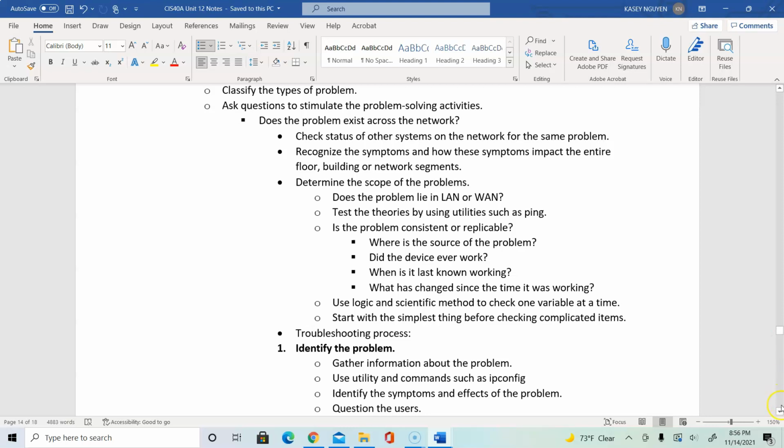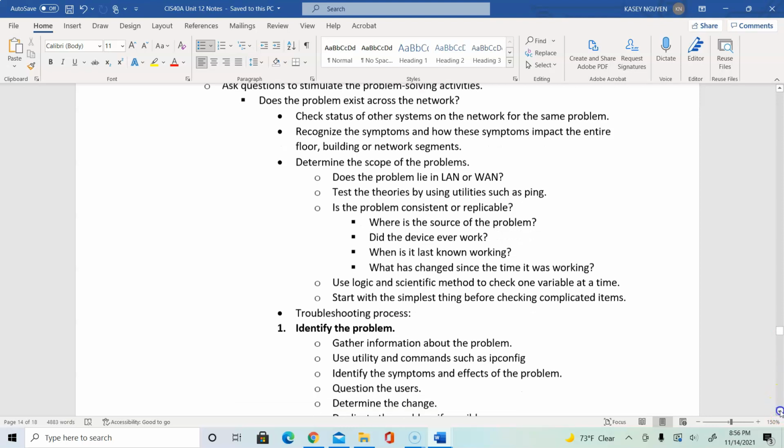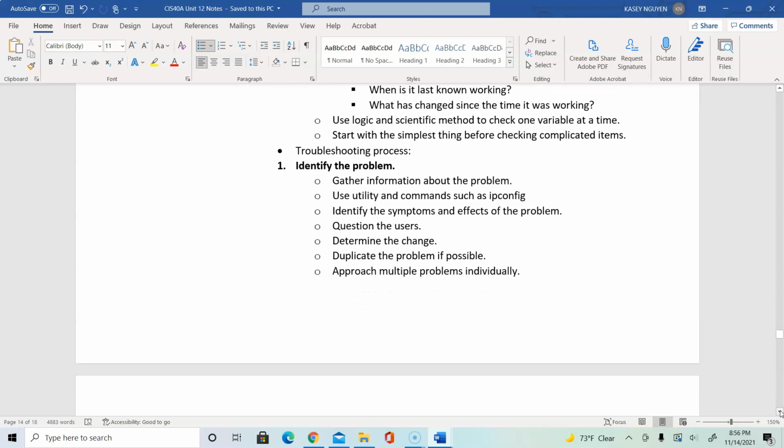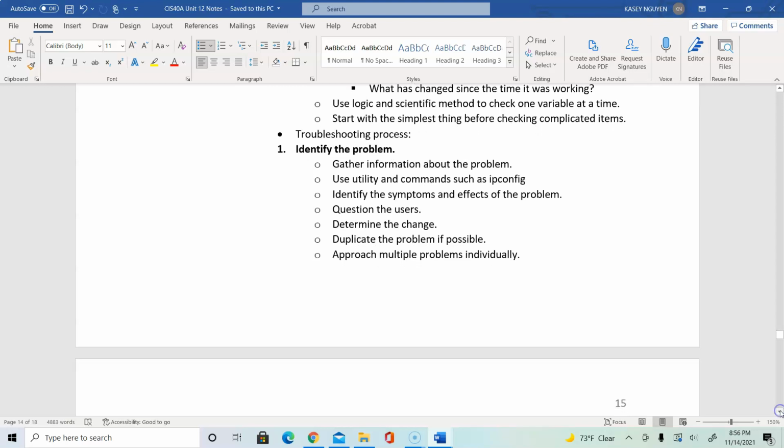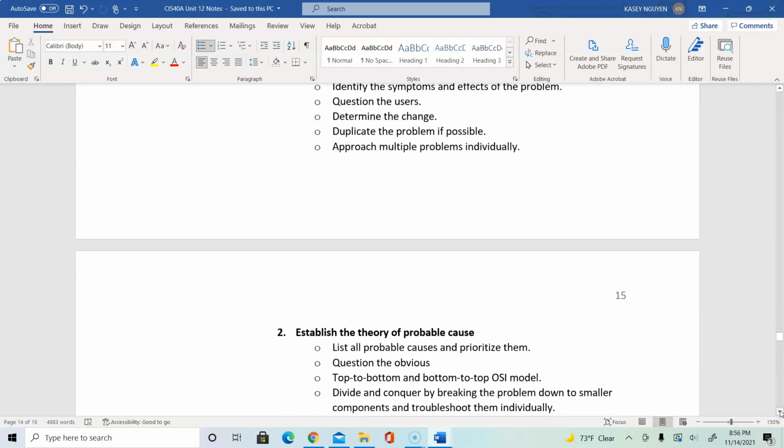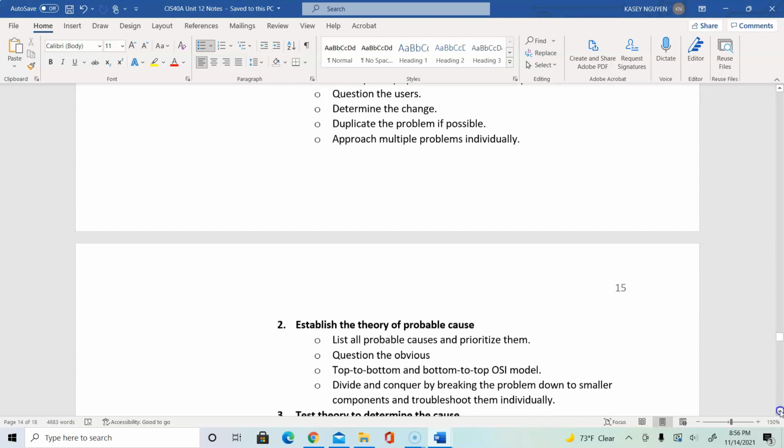So in identifying the problem, we need to gather the information from the problem. We can ask the user. We can use utilities and commands such as ipconfig and ping to be able to determine the connectivity problem. We would look at the symptoms and the effects of the problem. We would determine if there were recent changes to the device. We would try to duplicate the problem to really see its effect and its cause.